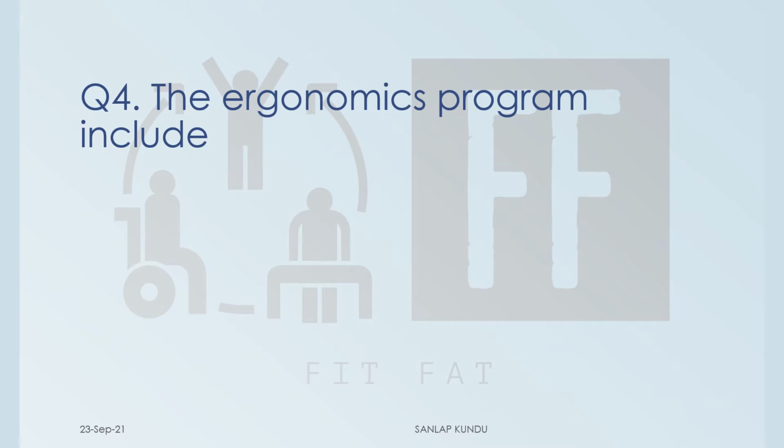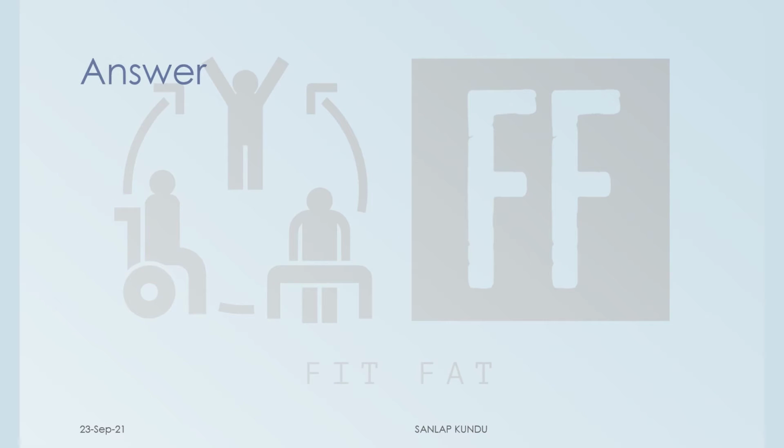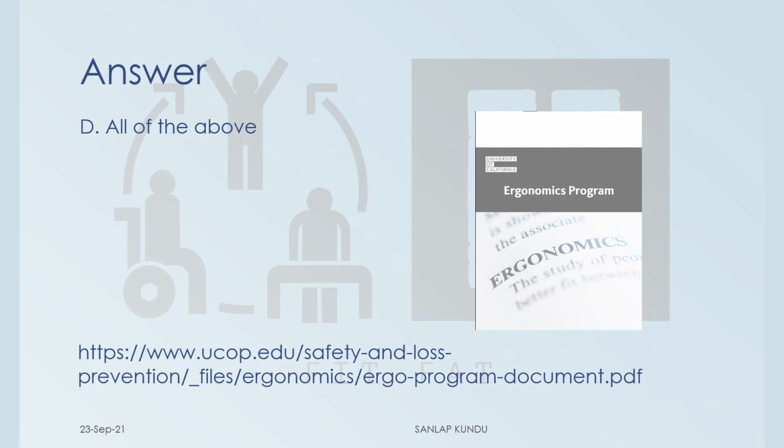It includes identification of high, moderate, low risk workstations, reporting procedures, workstation evaluations, training, and medical management. Now let's see what the options are. Option A, worksite analysis, correct. Option B, hazard prevention and control, correct. Option C, training and education, also correct. Option D, all of the above. So the answer is option D, that is all of the above. To know more about the ergonomics program, you can also check this article.